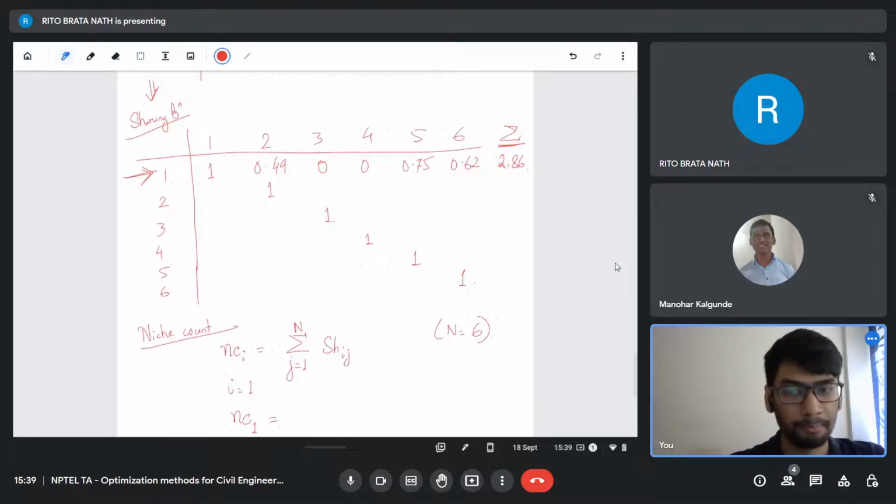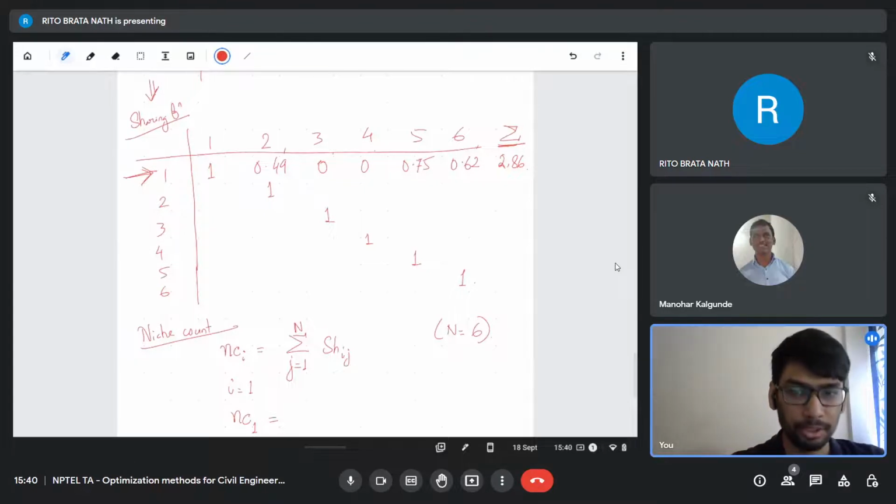Now, if all these points were the same, then you would have got one everywhere, right? This would have been one, this one, this and this and this. So the maximum value of this niche count is nothing but n, the number of solutions that you would have had. And here n equals 6, so if you had one everywhere, this could have been 6. That's the maximum, and that's the factor by which you are decreasing your fitness function values.